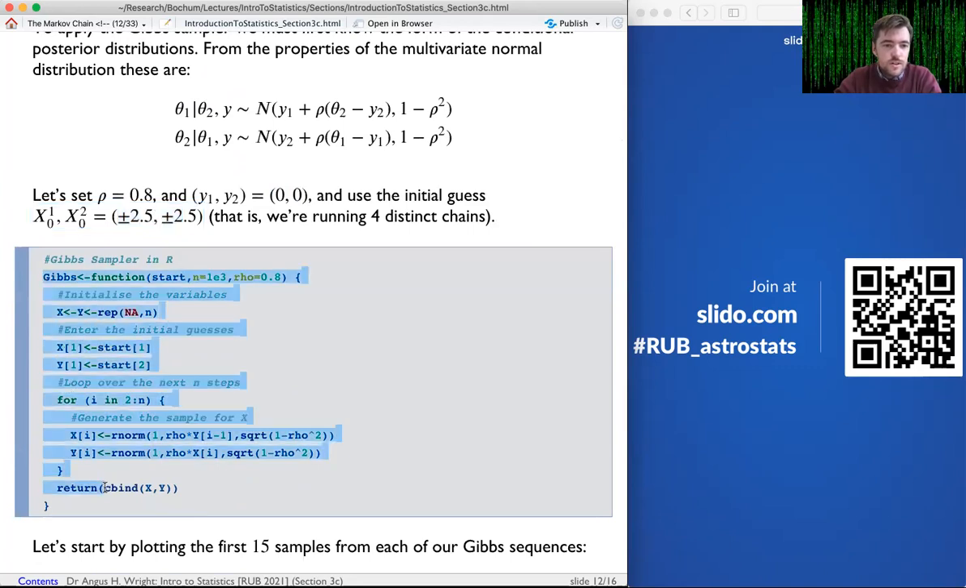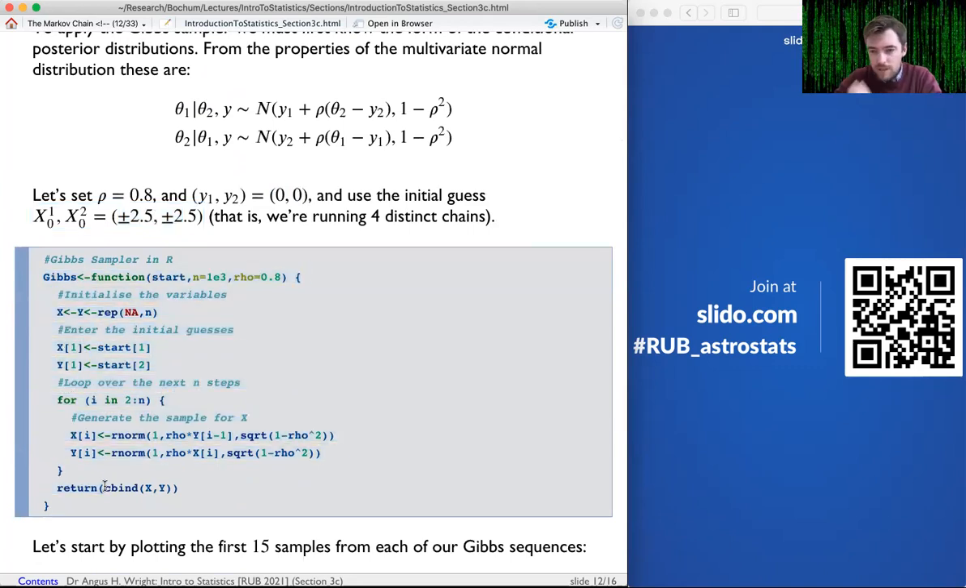So this is the Gibbs sampler. It is not a complex function. Okay. It has some starting criteria. It has a number of steps, and I've fed it this rho parameter so that we can play with it if we want. We initialize the variables x and y just to be empty, and we give the first value our starting guess.